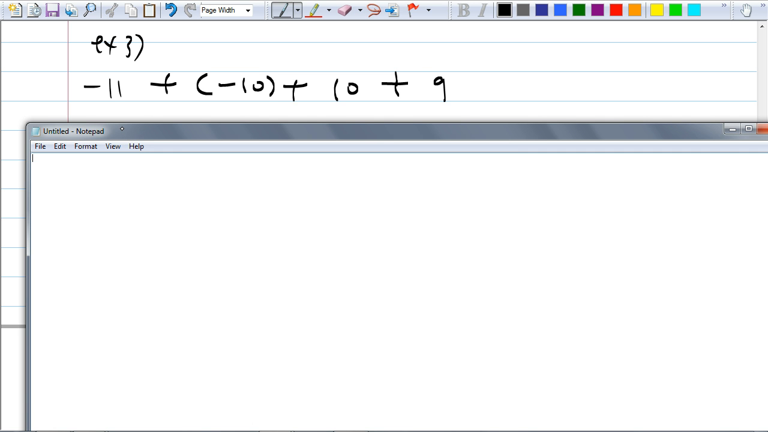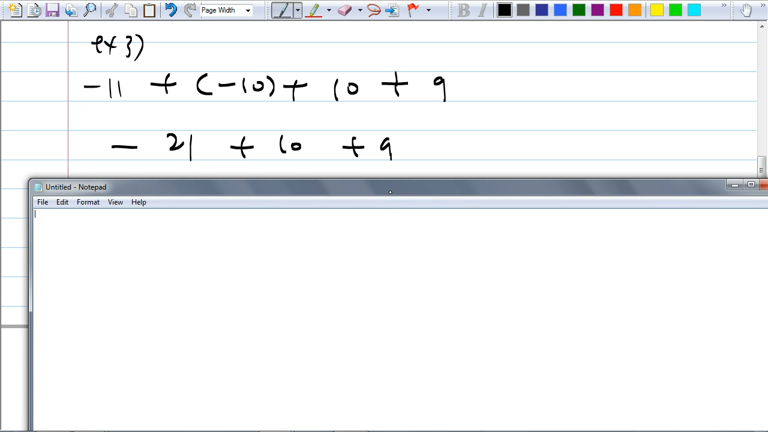Let me call somebody. What do we get when we add the first 2 numbers? Mimi, what do we get? Negative 21, right? And of course, the rest is the same. Next, Kevin, what's negative 21 plus 10? Would the answer be positive or negative? Negative. That's right. And what's the answer, Lindsay? It would be negative 11. Negative 11, right? Would you not agree?